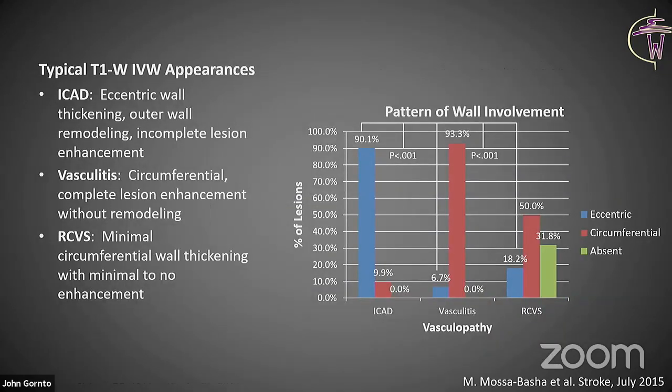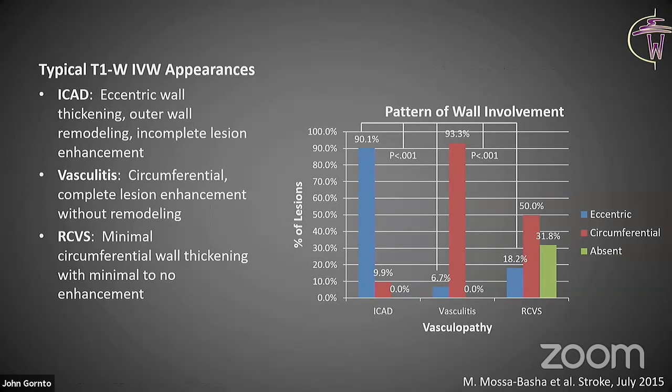So in terms of the T1 signal characteristics, generally what atherosclerosis looked like was an eccentric lesion that showed outward remodeling and incomplete lesion enhancement. And the range of enhancement was very different for these lesions. Vasculitis was typically circumferential with complete lesion enhancement that was intense, and it didn't have remodeling. And RCVS showed minimal wall thickening with minimal to no enhancement.